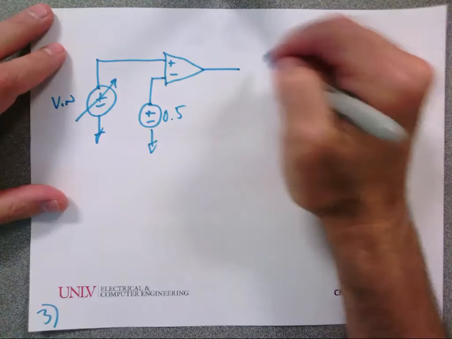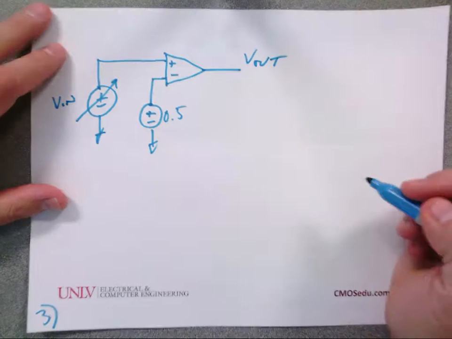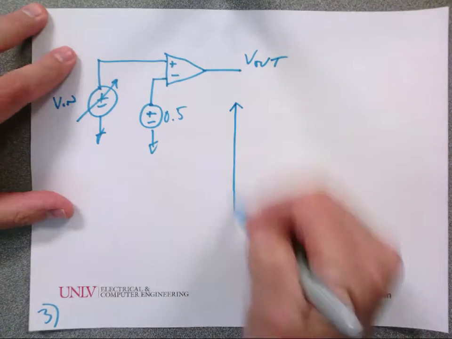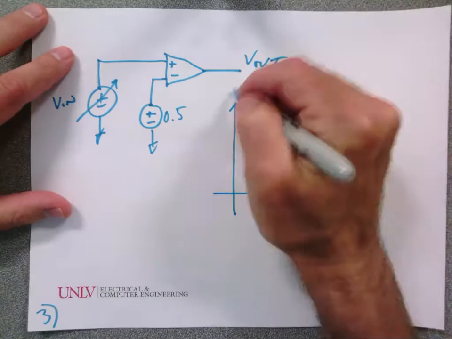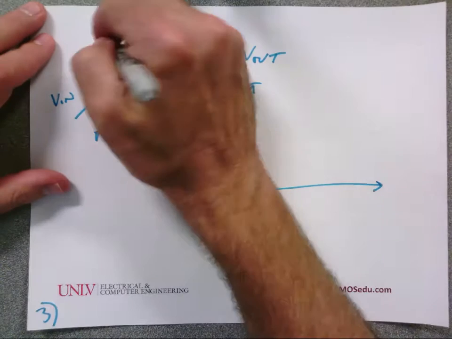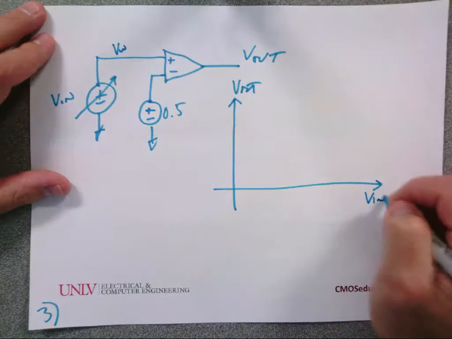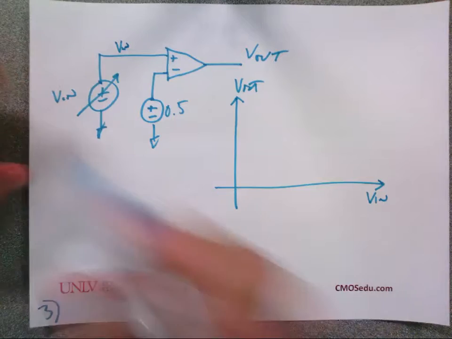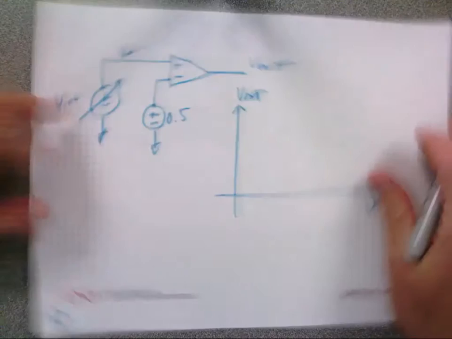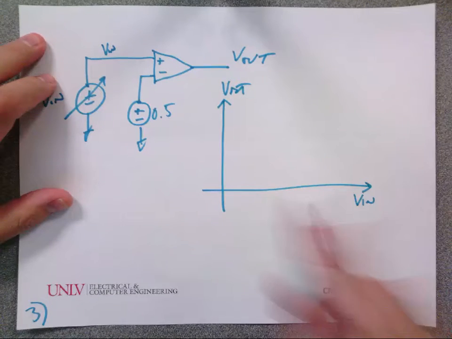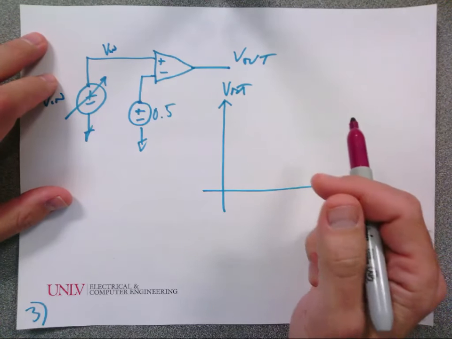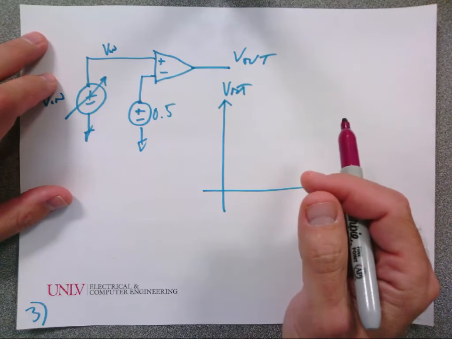There's no feedback here, right? So what I'm going to see if I plot V out, and sometimes people will make a comparator using an op-amp without feedback, right? And I plot V in. When V in is below 0.5, what do I get? When V in is below 0.5, what do I get? This is a trivial question.